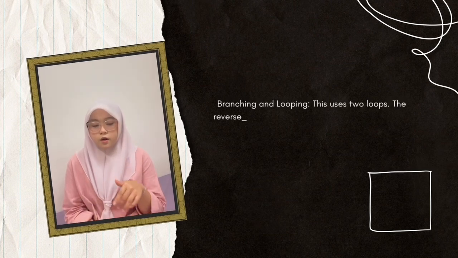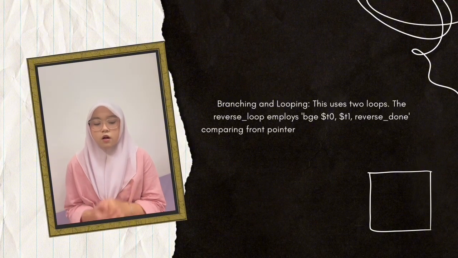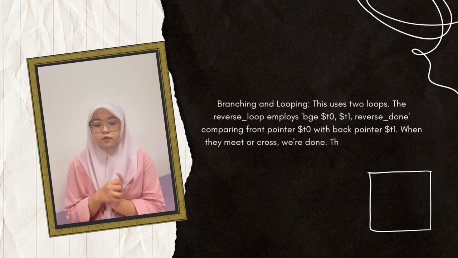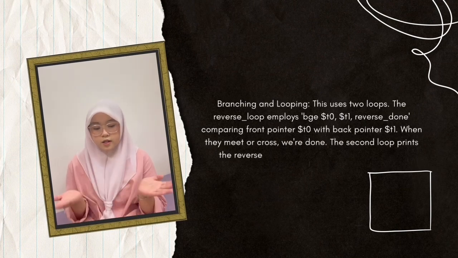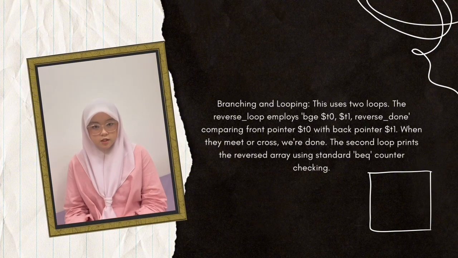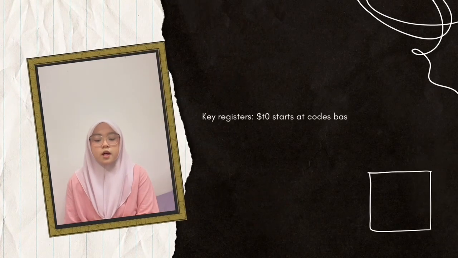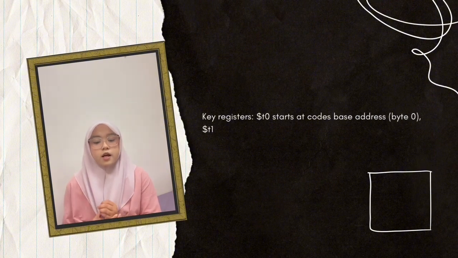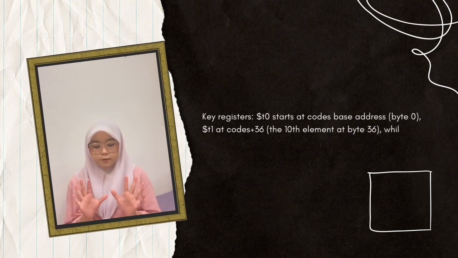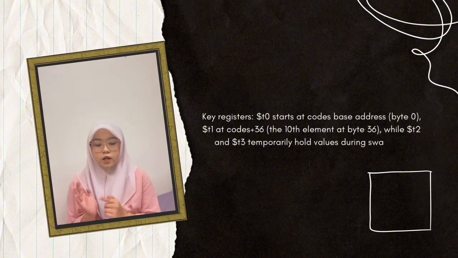The reverse loop employs BGE S0 S1 reverse_done, comparing the front pointer S0 with the back pointer S1. When they meet or cross, we're done. The second loop prints the reversed array using standard BEQ counter checking. Key registers: S0 starts at the codes base address, byte 0. S1 starts at codes plus 36, the 10th element at byte 36, while S2 and S3 temporarily hold values during swapping.